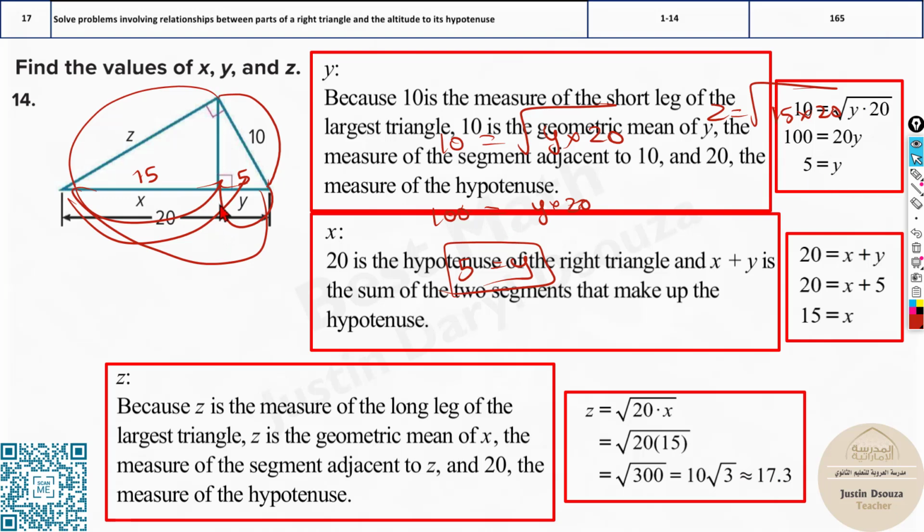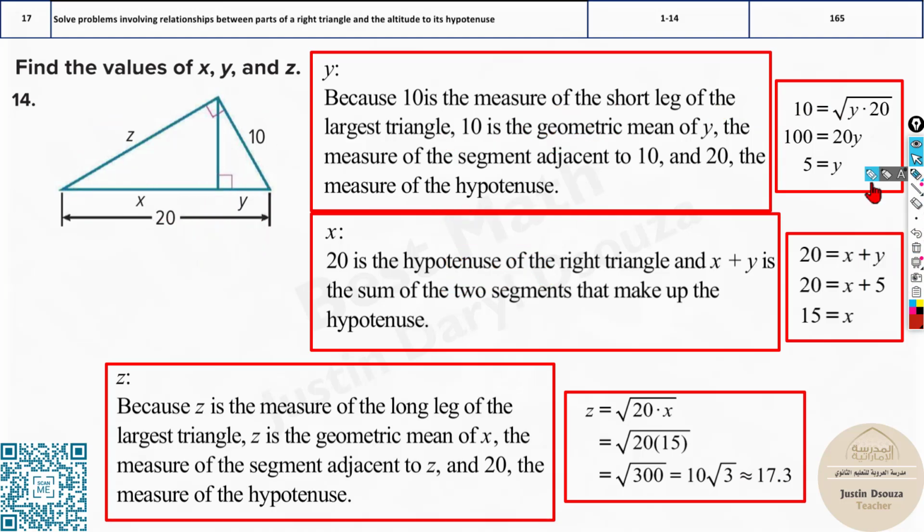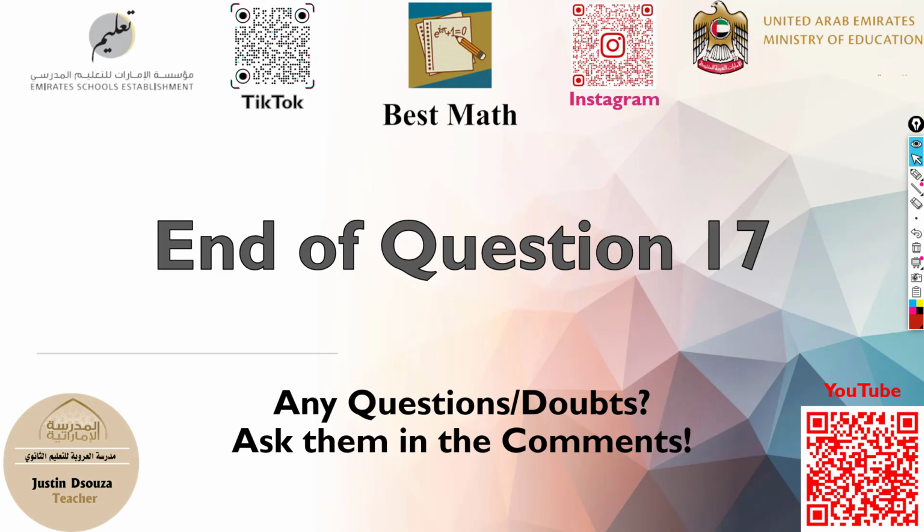You can see the Y value was 5, which we solved, and then find X after that. Immediately you can easily find X. And then what you do is use the geometric mean formula. 20 times X, which is 15, 20 times 15 will be square root of 300. That's 17.3. And that's how we solve these problems.